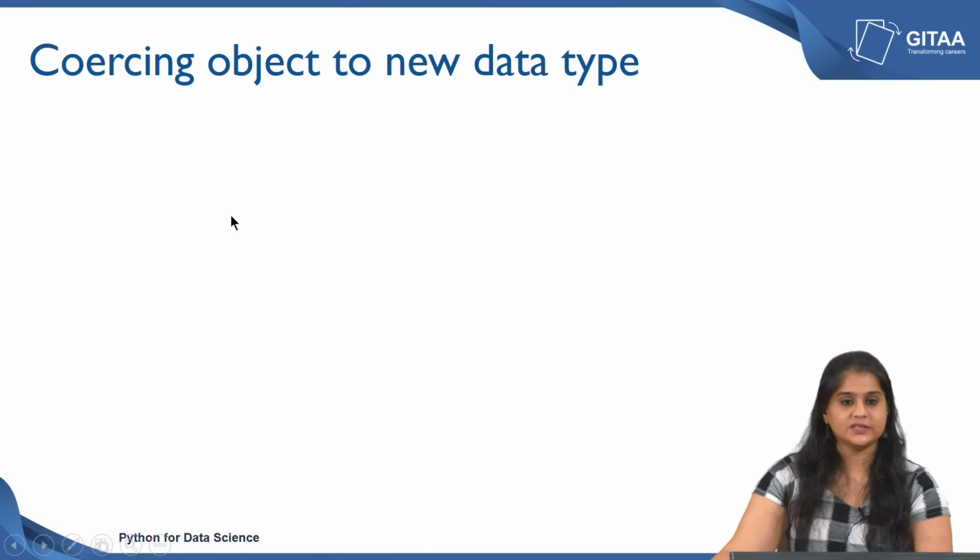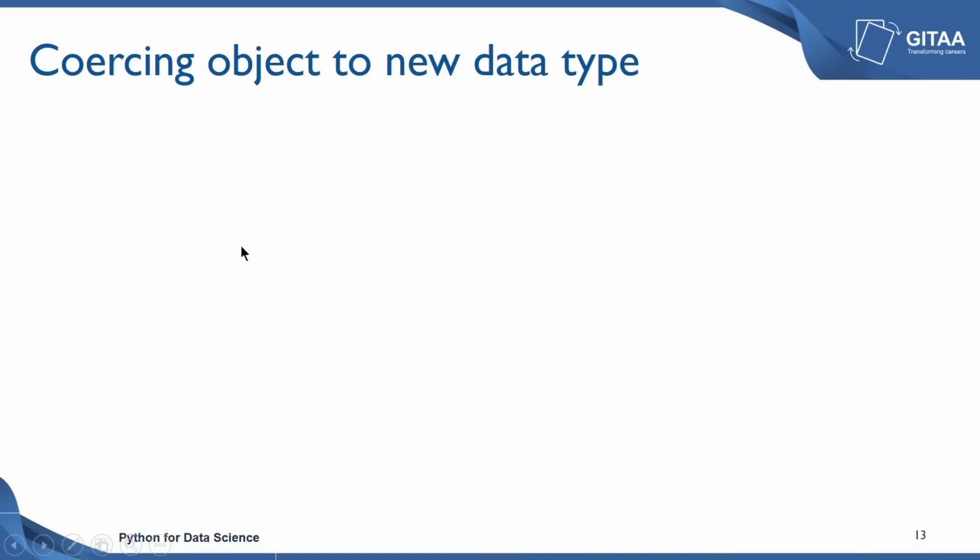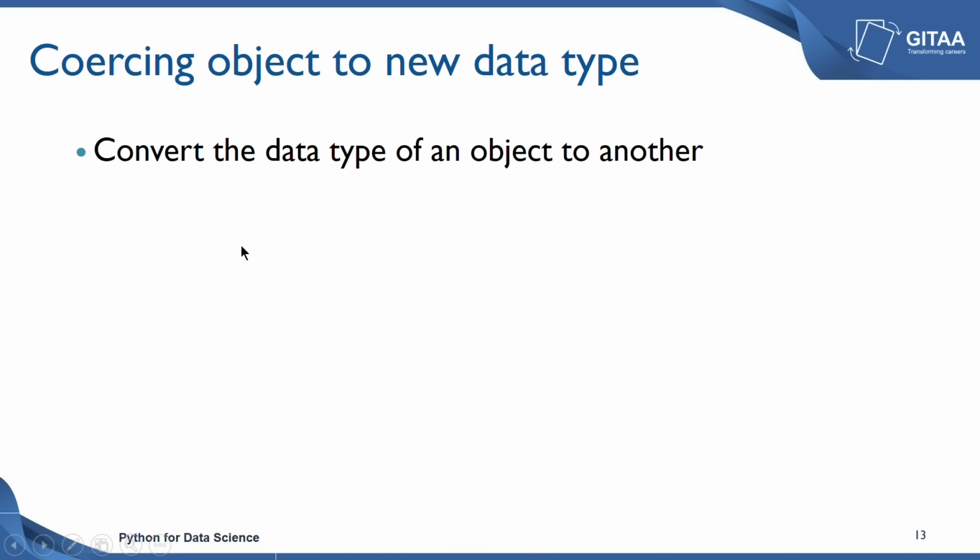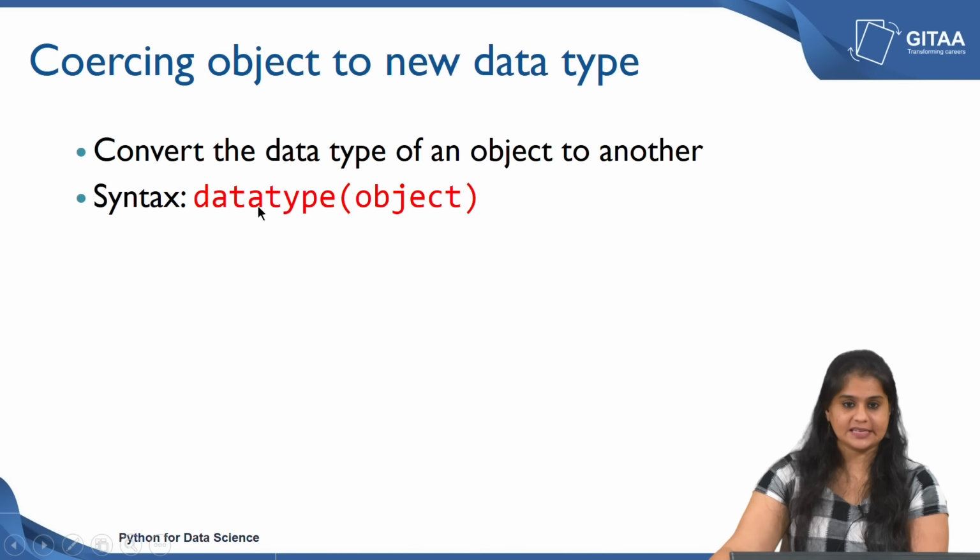So, till now we have seen how to find the data type of an object. We have also seen how to verify if an object has a desired data type. Now, we are going to look at how to coerce objects to newer data types. Now, if I want to convert the data type of an object to another, I will be using the data type. You need to replace data type with the abbreviation used for each of the data types, and you give the object as the input here.